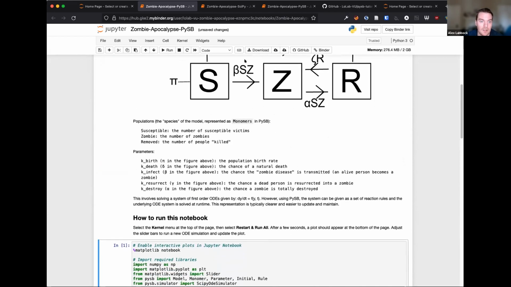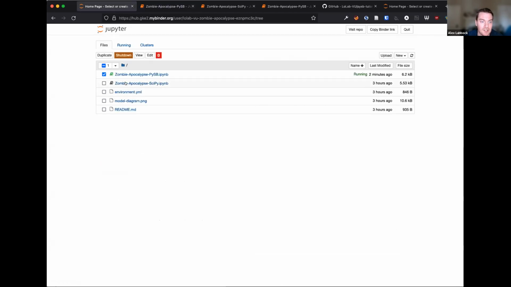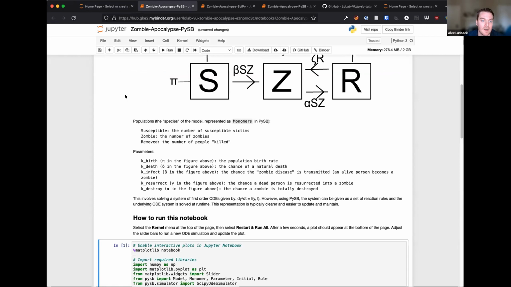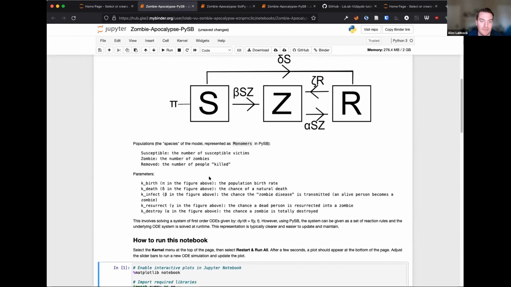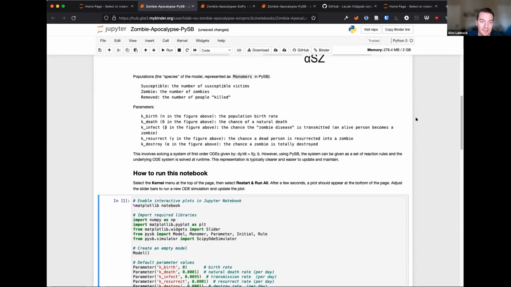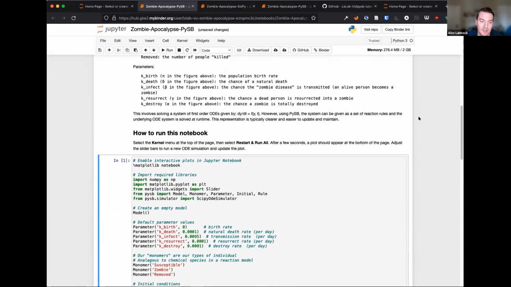So I've included in this link, if we go back to this page, there's actually an implementation that's just using differential equations as well. So if you want to compare writing out the differential equations by hand versus using PySB, then you can click through to that. As I mentioned, using this reaction-based formalism is equivalent to the ODE one, but I find it more natural to think in terms of these reactions.